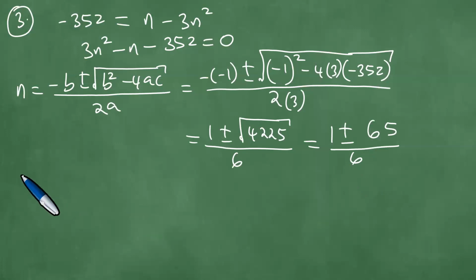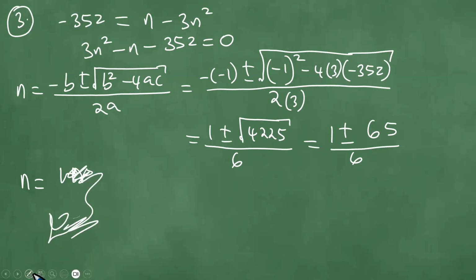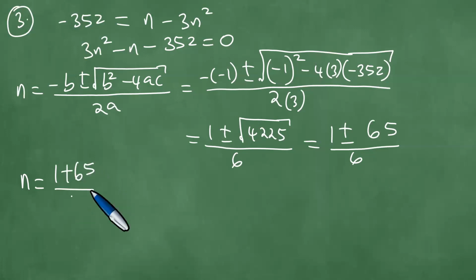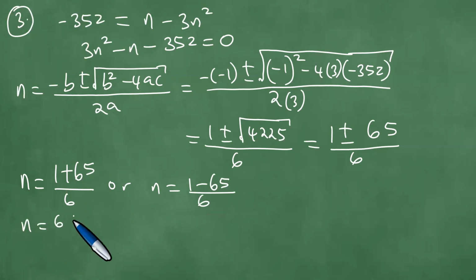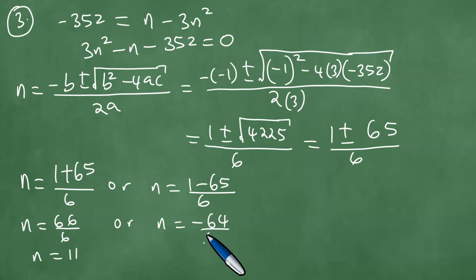So we have n equals 1 plus 65. Need to clean this up. So we have n equals 1 plus 65 out of 6, or n equals 1 minus 65 out of 6. So this is like 66 out of 6, which is 11. You already got the answer. Yes, and this is minus 64 out of 6.